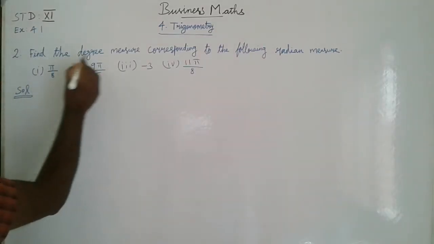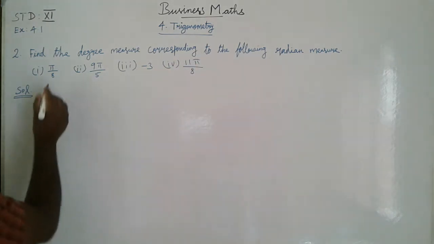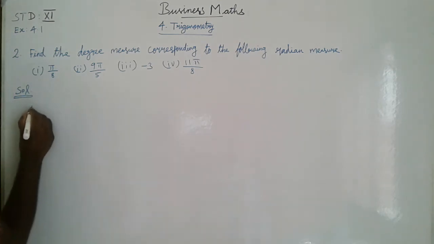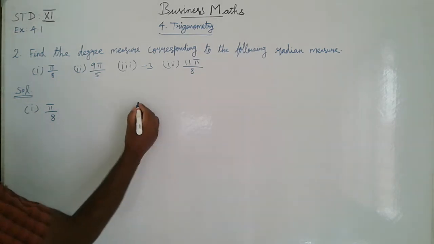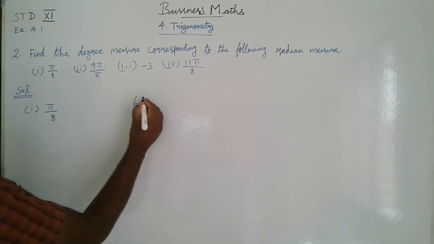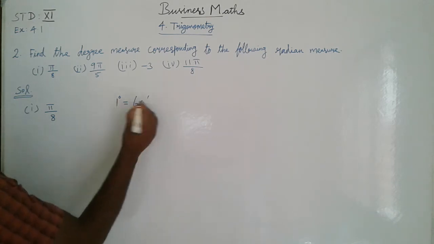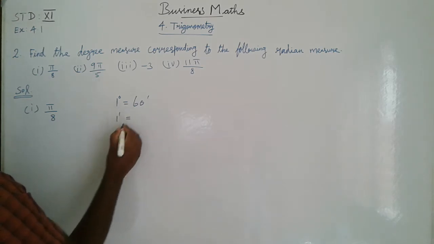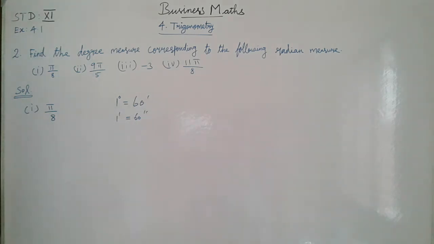Second sum: find the degree measure corresponding to the following radian measures. Given radian measure, we should change it to degree. The first one is pi divided by 8. So we know that 1 degree equals 60 minutes, and 1 minute equals 60 seconds.